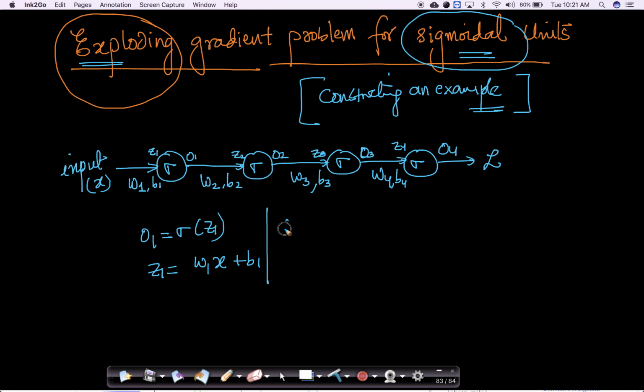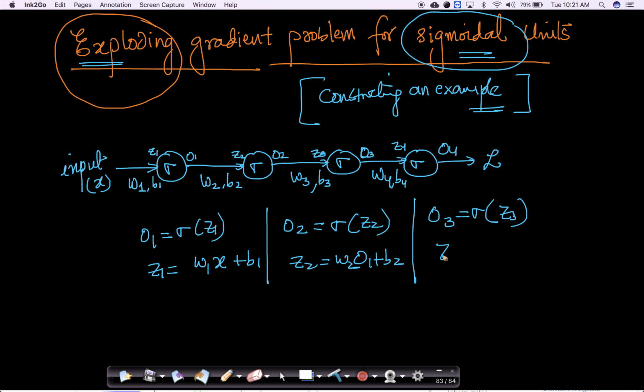Similarly, we can write O2 as sigma of Z2. What is Z2 here? It's W2 O1 plus B2. Similarly, you can write O3, the output here, as sigmoid of Z3. And what is Z3 here? Z3 is the input that goes into this unit, so Z3 is W3 O2 plus B3. And so on and so forth.